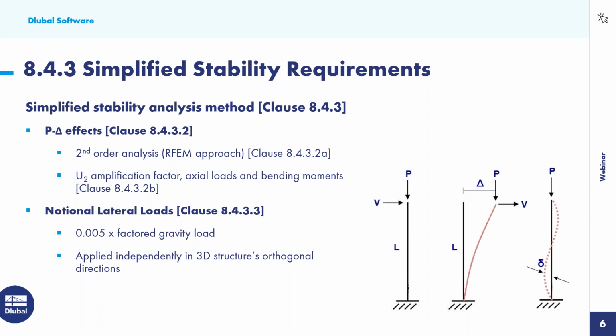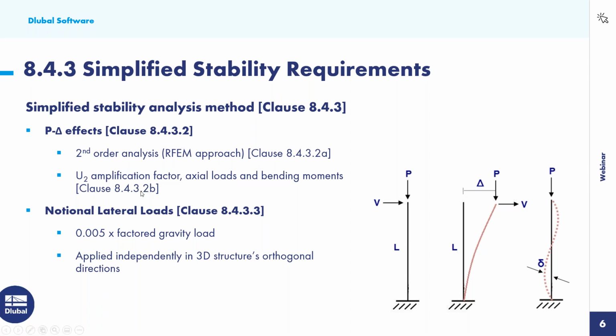Now, the other alternative, let's say you have a structural analysis program that does not automatically apply second order effects, or you're doing hand calculations, is you do need to consider this U sub 2 amplification factor applied to both axial loads and bending moments. And this is according to 8.4.3.2(b). So again, if you can't meet this requirement of a second order analysis within your structural analysis program, then you'd probably be taking into consideration P delta effects with this amplification factor.